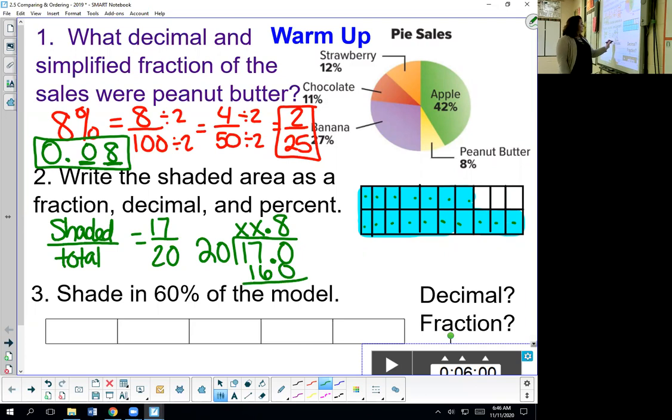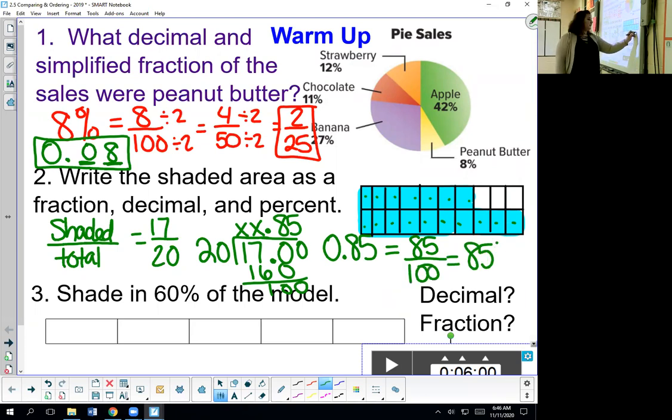That's 160, which gives me 10. But then I have a remainder, so I add a 0, bring it down, and that's 5. So as a decimal, it's 0.85. And so what is it as a percent? Percent is out of 100. So it would be 85/100ths, right? That's how you say it, which is 85%.